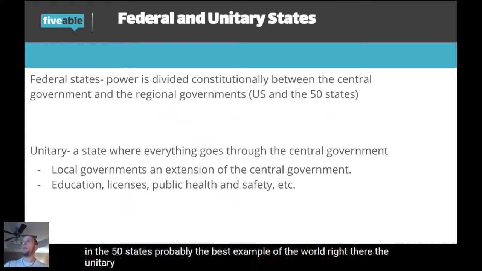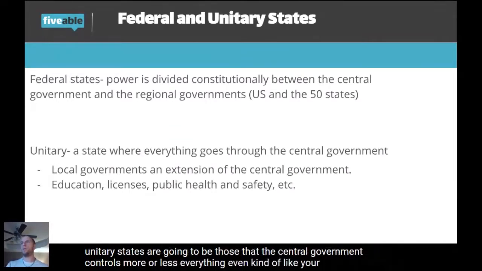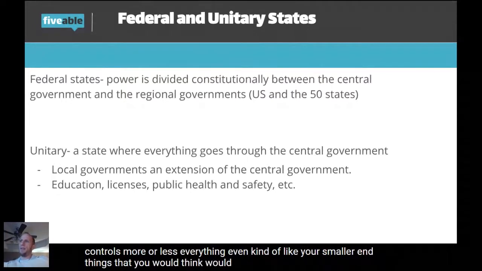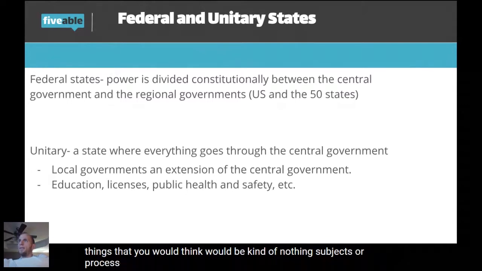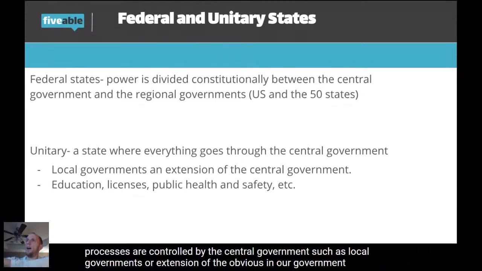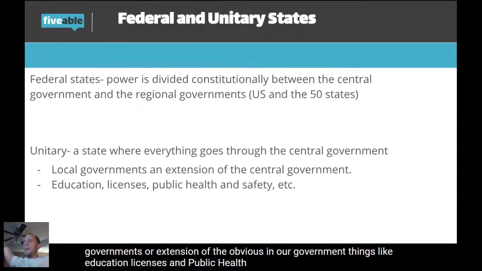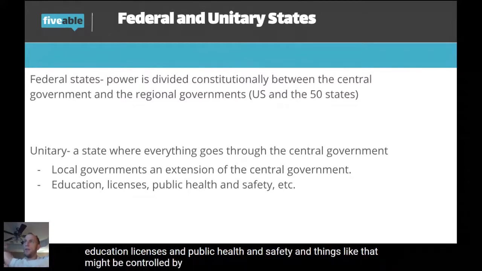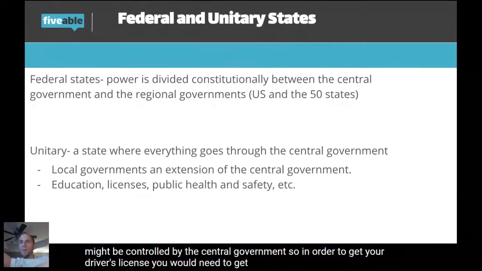The unitary states are going to be those where the central government controls more or less everything, even the smaller things that you would think would be nothing subjects or processes. Local governments are an extension of the central government. Things like education, licenses, and public health and safety might be controlled by the central government. So in order to get your driver's license, you would need to get some kind of approval from the capital.